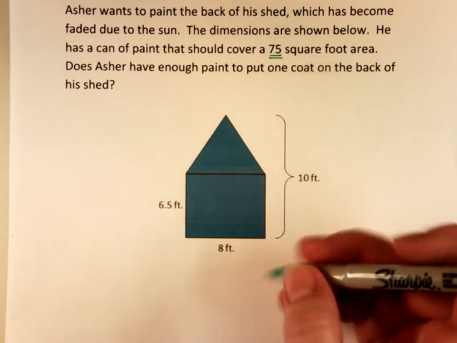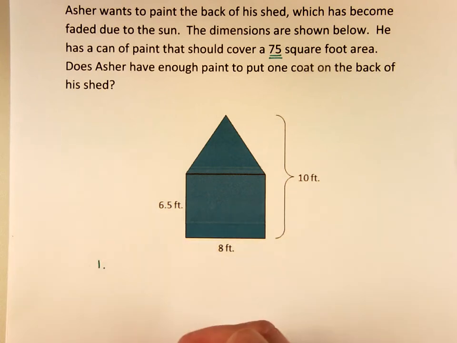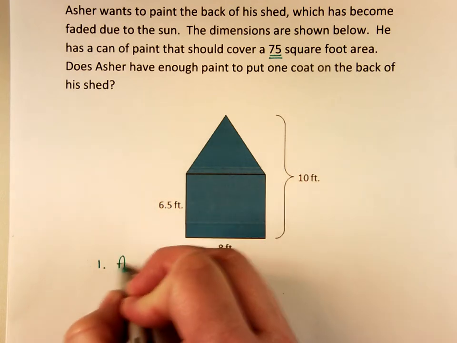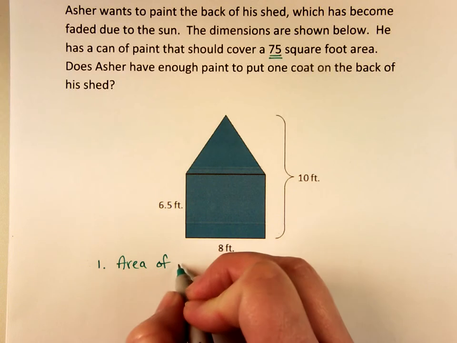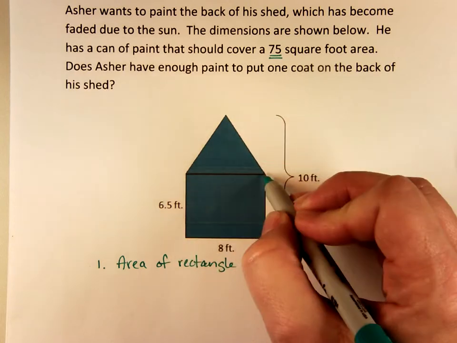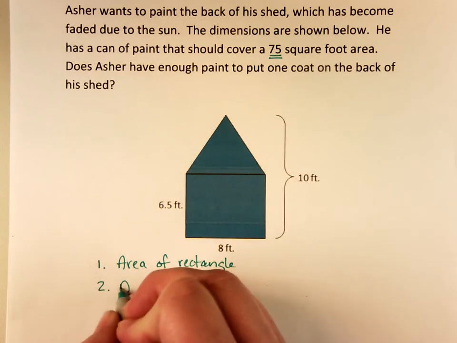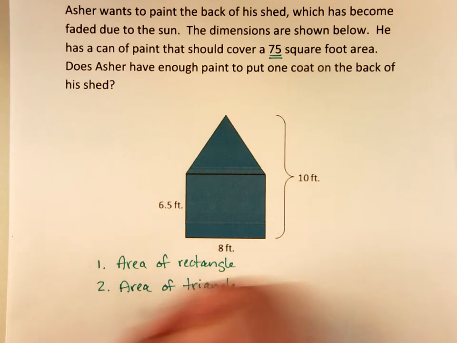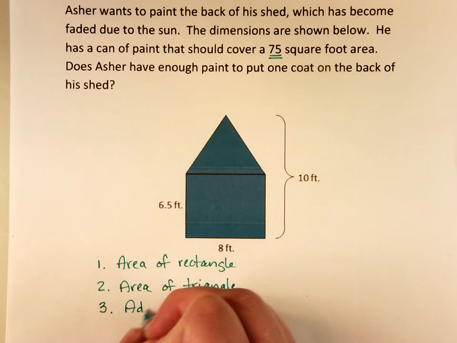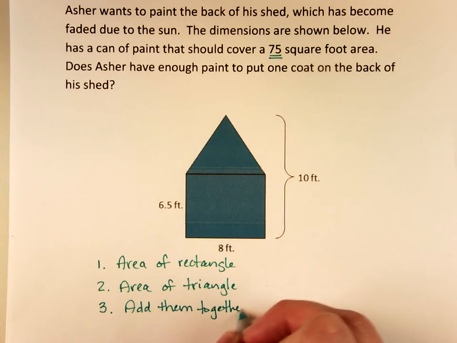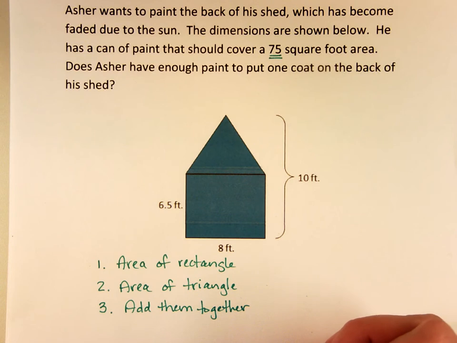So let's think of a strategy here. I know that I'm going to need to find the area of this rectangle. Then I'm going to need to find the area of the triangle. And I'm going to add them together. And at that point, I will just compare my total and see if it's less than 75 square feet.